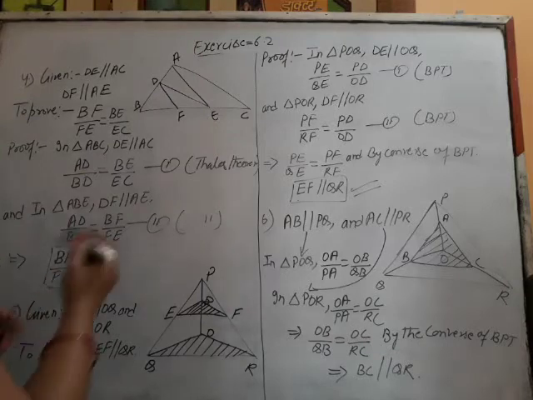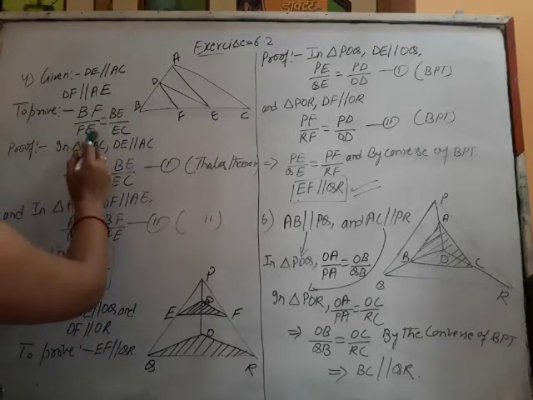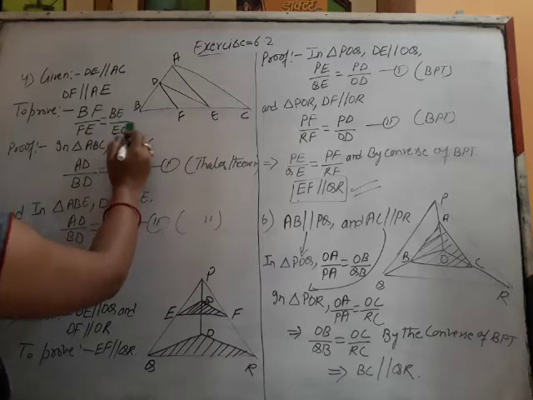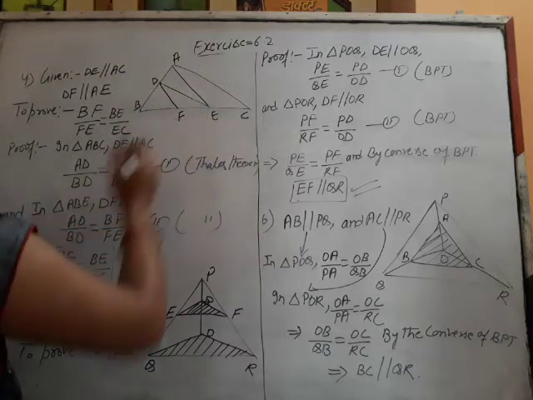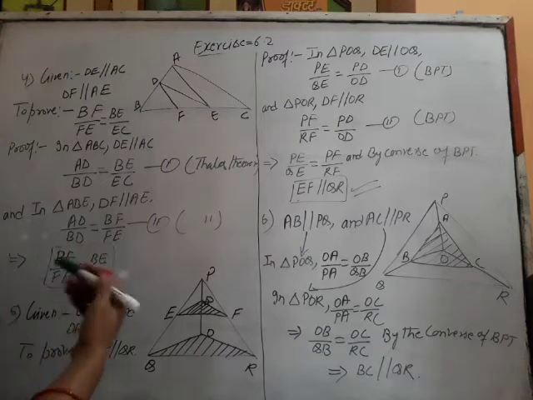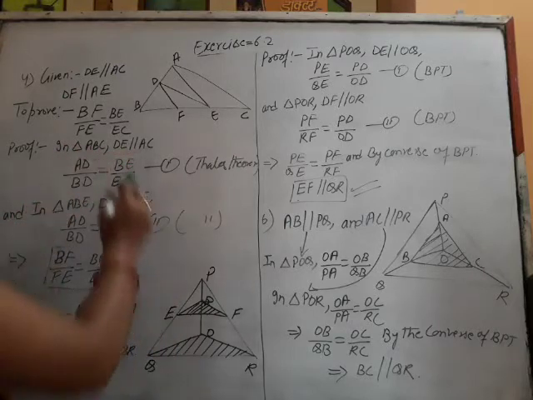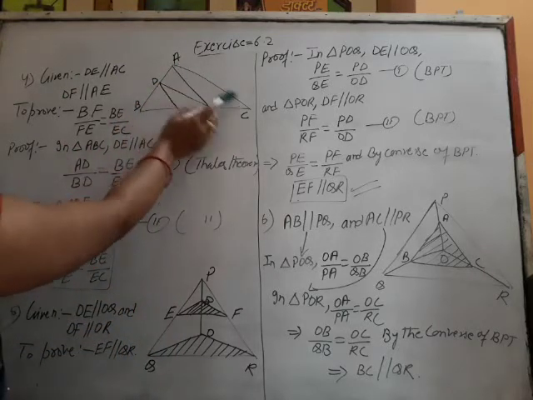Okay. So what do we have to prove? BF upon FE equals BE upon EC. So how do we do that? Let us see in the proof. In triangle ABC, DE is parallel to AC.